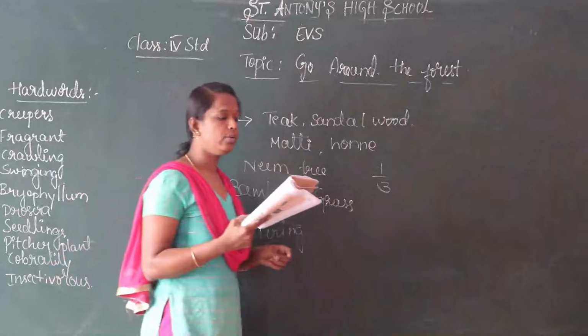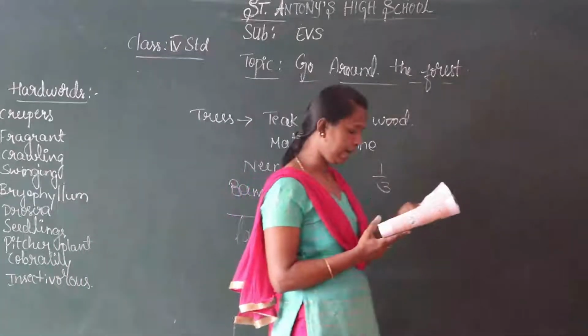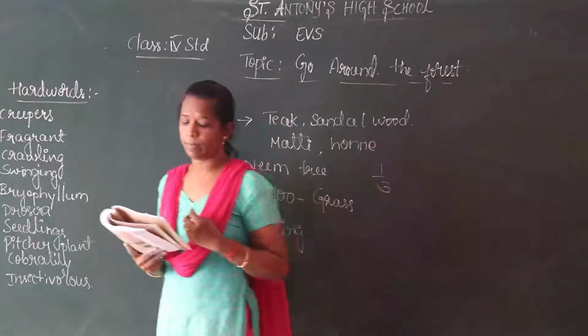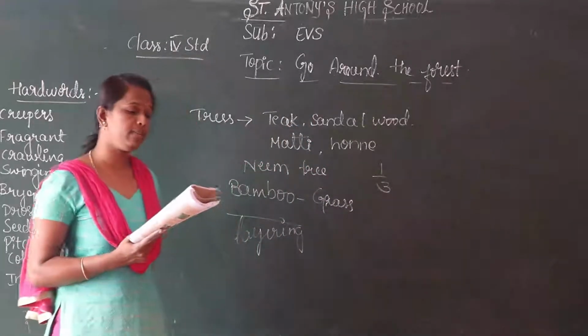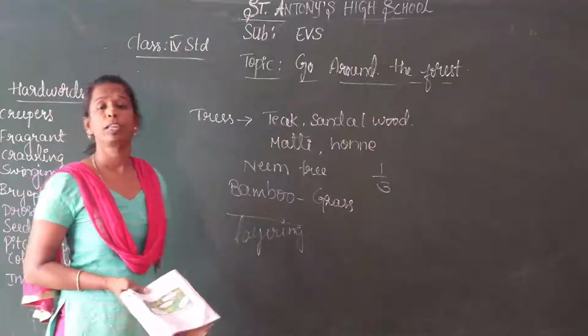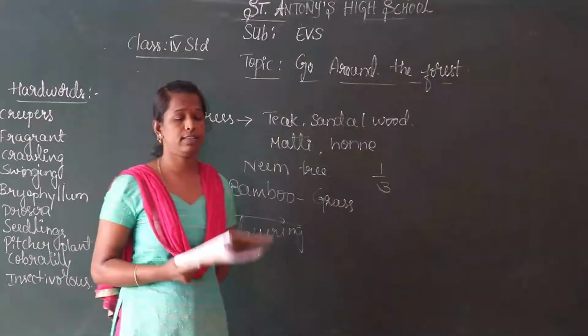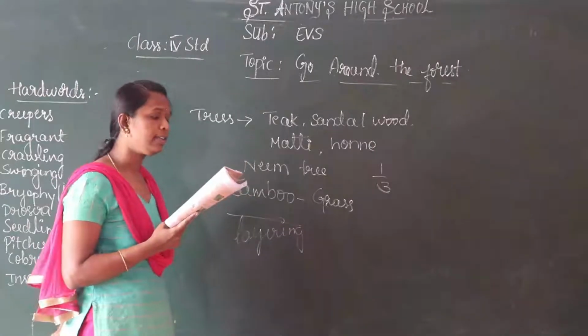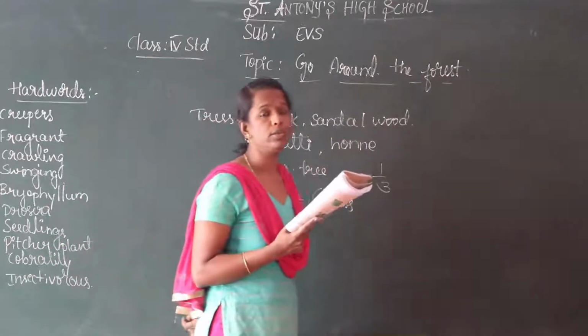Name the trees and usefulness. You have to write on page number 27. Collect the pictures of trees from newspapers, or it may be books, or magazines. Paste them in your used notebooks. Then collect and write the information about those trees.